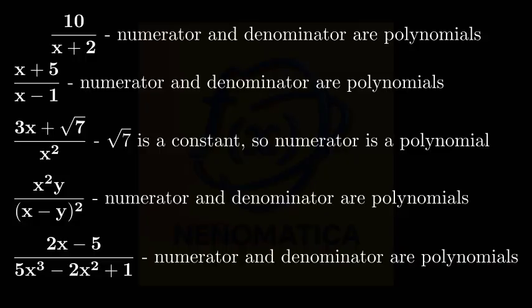x squared y over the quantity x minus y squared is rational because both the numerator and denominator are polynomials. 2x minus 5 over 5x cubed minus 2x squared plus 1 is rational because both numerator and denominator are polynomials. Here are a few more examples of rational expressions.